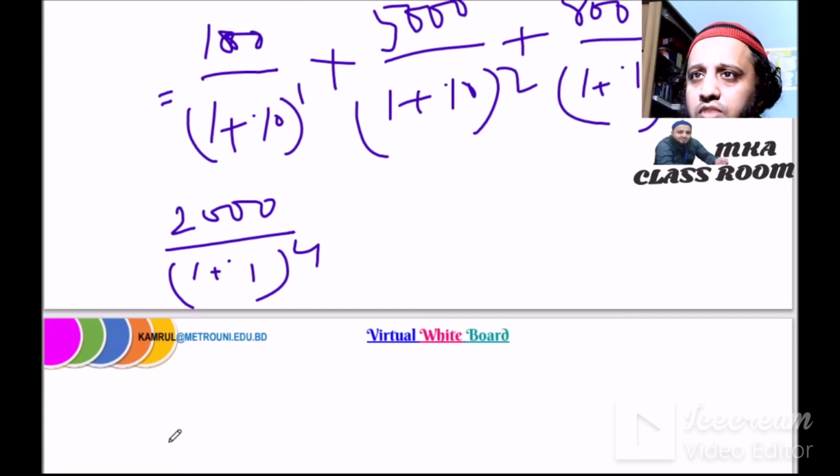Then what will be our result? If we calculate this amount by our calculator, then we will find 1000 divided by 1.1 power 1.